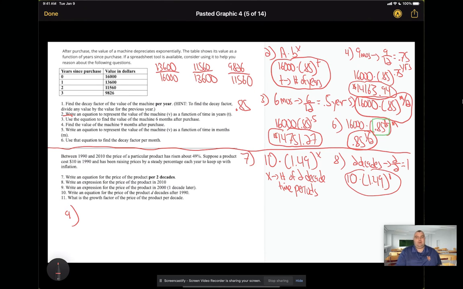Number 9, I'm going to do that one over here. Now we're going to write an expression for the price of the product in 2000. So 2000 is 1 decade later. So for 1 decade, I have to divide that by 2. So that's a half of a 2-decade time period, which means I'm going to plug in a half for x. So that's going to be 10 times 1.49 to the power of a half.